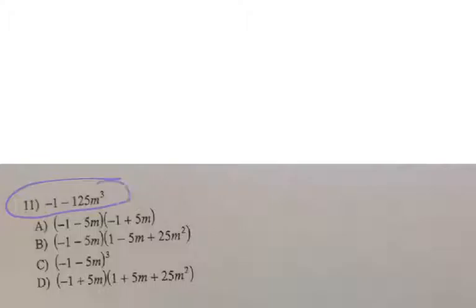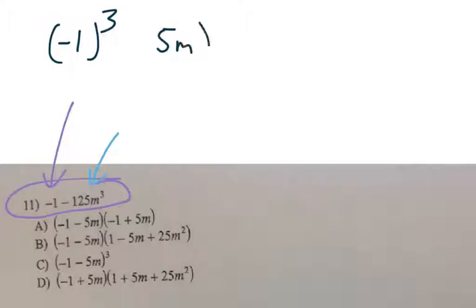Notice in problem 11 down here, I'm given -1, and the key thing to remember, guys, is that -1 is really -1 cubed, correct? That's what you've got to recognize. And I'm also given 125m cubed, which you should recognize as a 5m quantity cubed, because 5 cubed is 125, right? And notice there's a minus between them. So the rule of factoring the difference between two cubes simply goes like this.